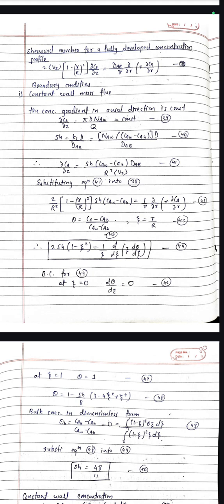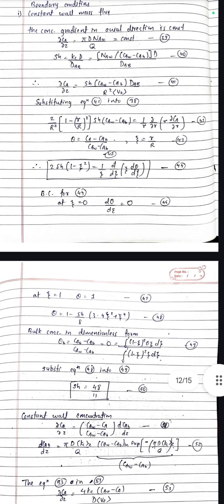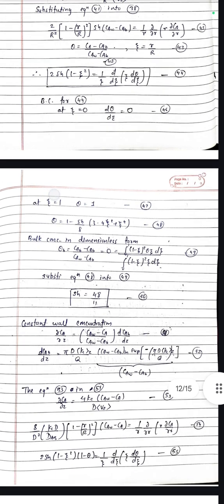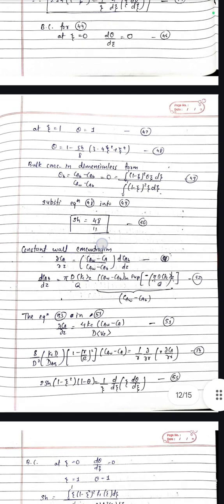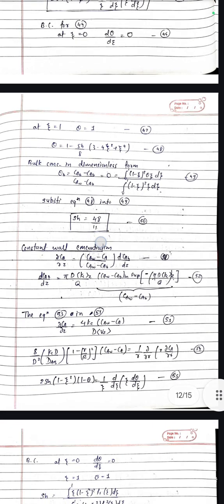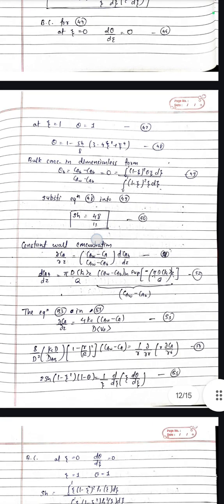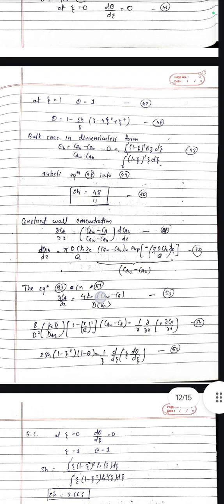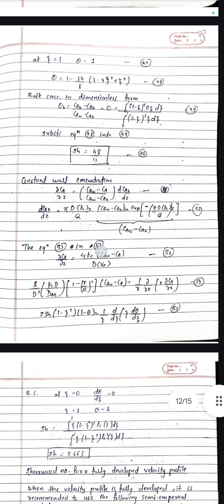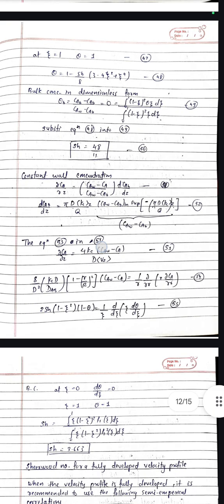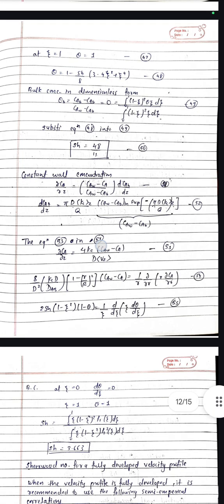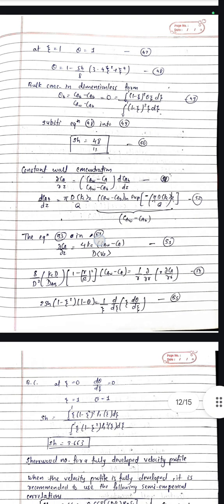minus CB. Boundary condition for equation 44: at sigma is equal to 0, d theta by d sigma is 0, and at sigma is equal to 1, theta is equal to 1. We get theta is equal to 1 minus Sh by 8 into (3 minus 4 sigma square plus sigma raised to power 4). Bulk concentration in dimensionless form, theta b is equal to (CAB minus CAB) upon (CAW minus CAB), is equal to 0. By substituting equation 48 into 49, we get Sh is equal to 48 by 11.